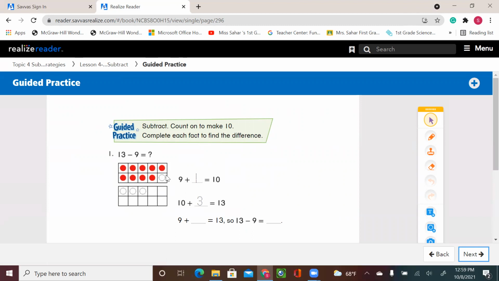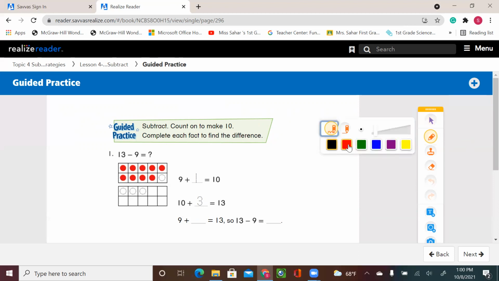All right. Now my total number, the one I'm taking away from, was 13. So I have 10. I need to add 3 more to make 13. So 10 plus 3 equals 13, right? Now, how many counters did I add in all? I have 1 here and I have 3 in the second 10 frame. So 1, 2, 3, 4. That means 9, the red counters, plus 4 equals 13.